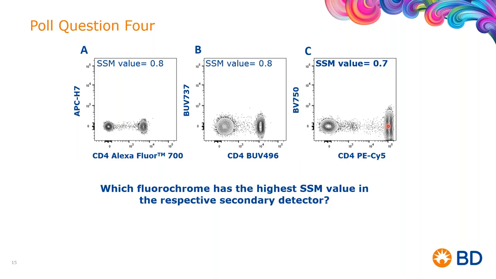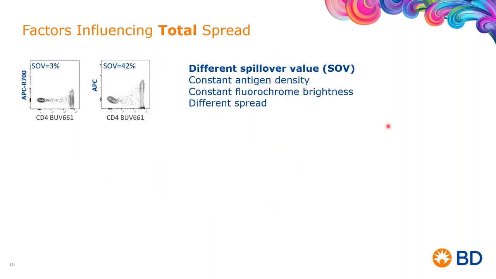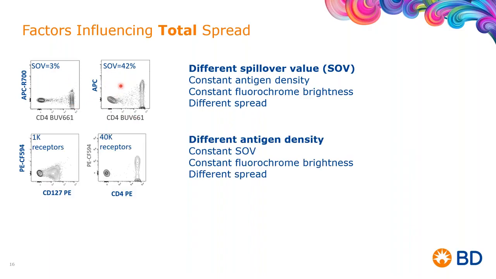But what does it mean, that SSM is wrong or there's an error in SSM? And the answer is no. We'll talk about why this is happening. But let's go back for a second to the concept of total spread. We say that total spread is a function of multiple factors, spillovers, right? In this case, we have the same antigen density, CD4, the same fluorochrome, BUV661, so the same MFI in the BUV661. What is changing is the spillover value. And in this case, you will see that you have higher spread than here.